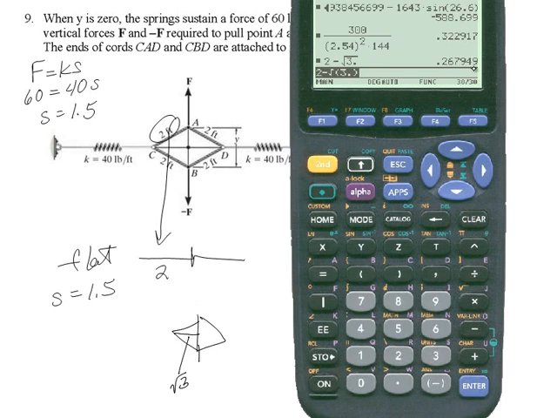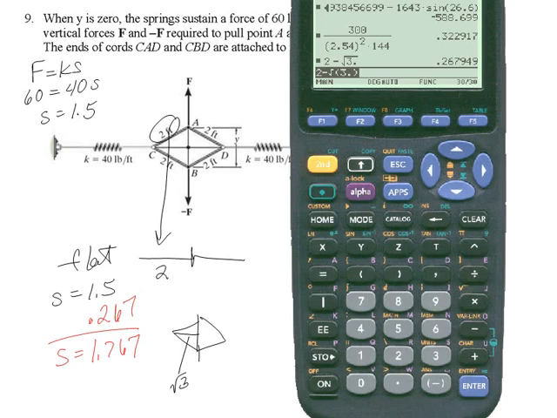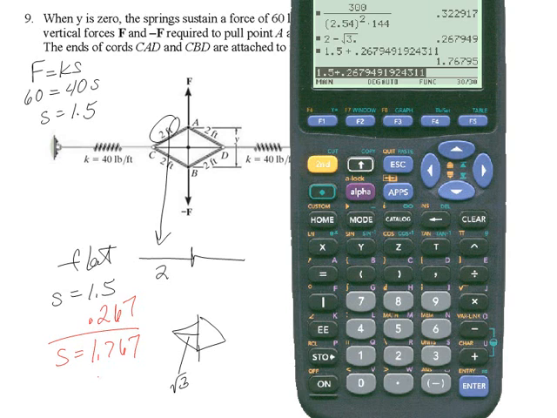So that's 0.267. So this means that this is now being stretched an additional 0.267. So the new stretch length is 1.767 or something like that. I was at 1.5, so what's 2 minus that? Well, I already did that. So 1.5 plus that. So that's my new stretch length.